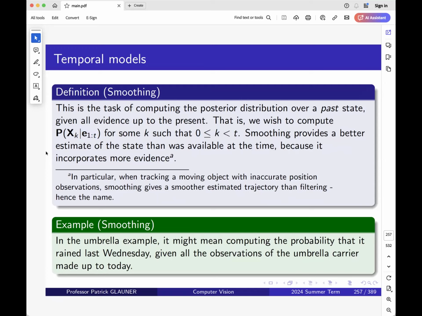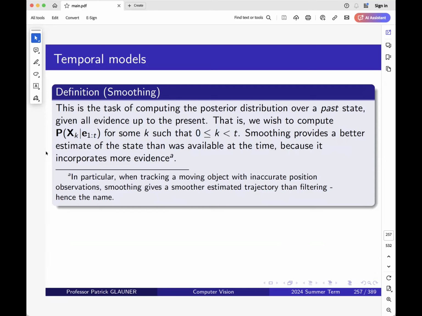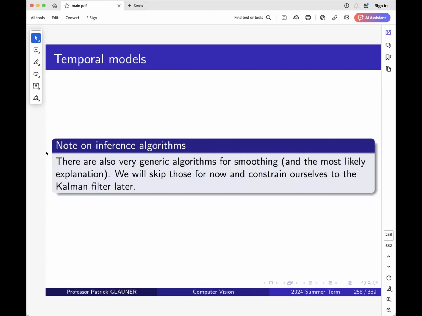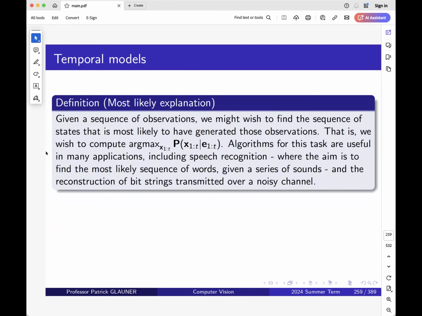Similar to filtering and prediction, there are very general equations for smoothing, as well as for the next task, which we call the most likely explanation. But this is something we're not discussing here. If you're curious about what these general equations look like for smoothing and the most likely explanation, look into the book.